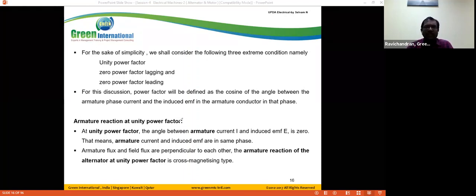So armature reaction, unity power factor. Unity power factor means the armature current and induced EMF are in phase. In phase means there is no angle between them. Sorry, the phase angle is 0, so the power factor is 1. So at that condition, the cross magnetic effect occurs. Simply, we remember: unity power factor means cross magnetic effect.